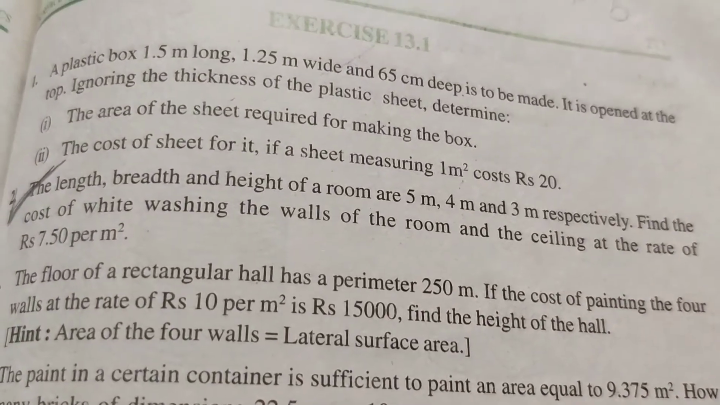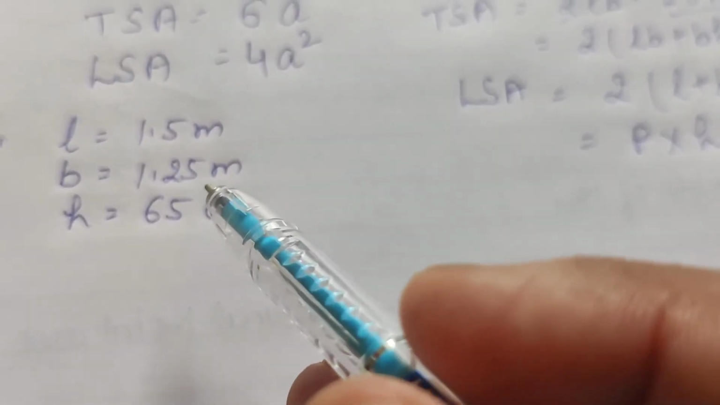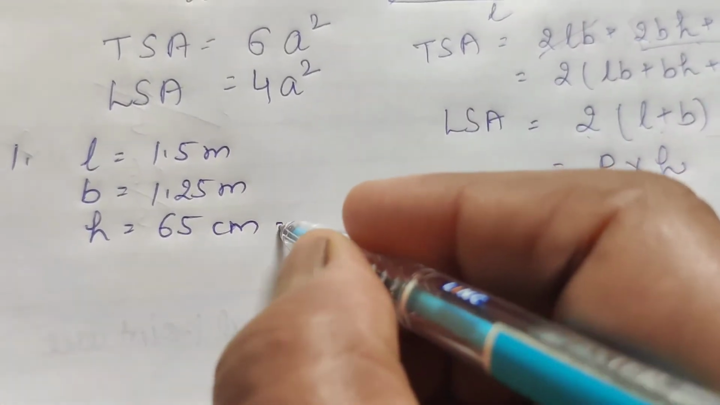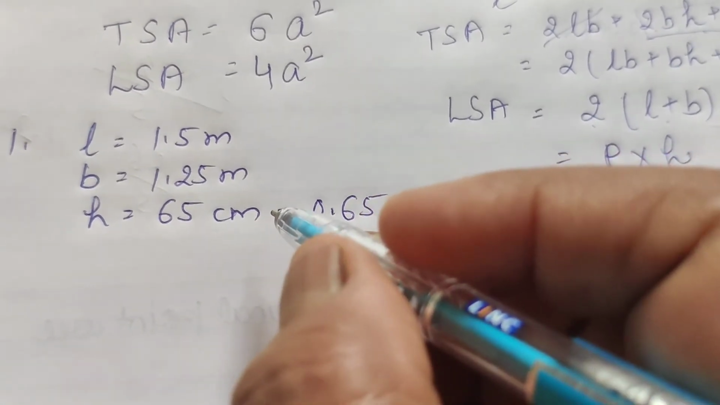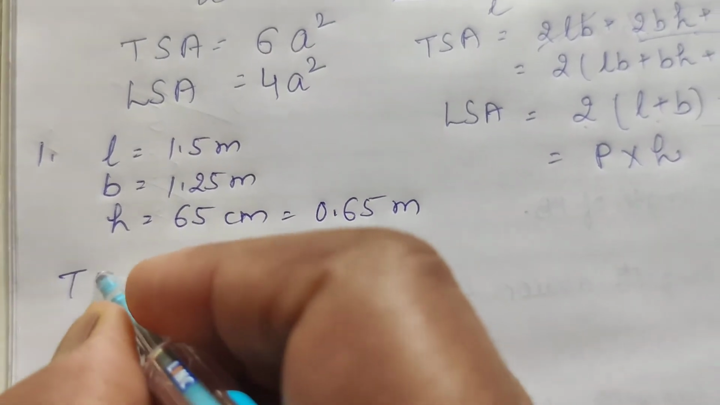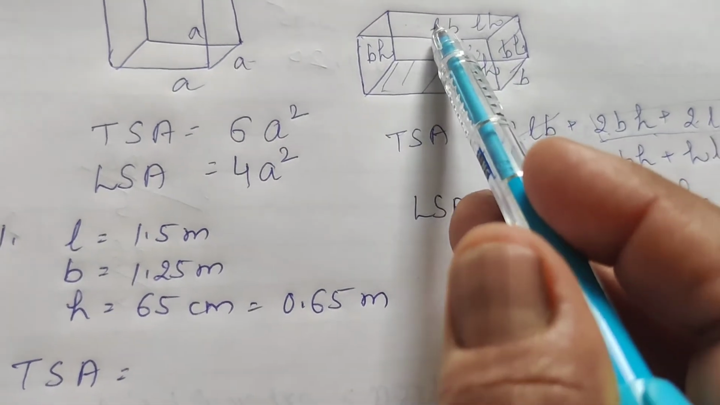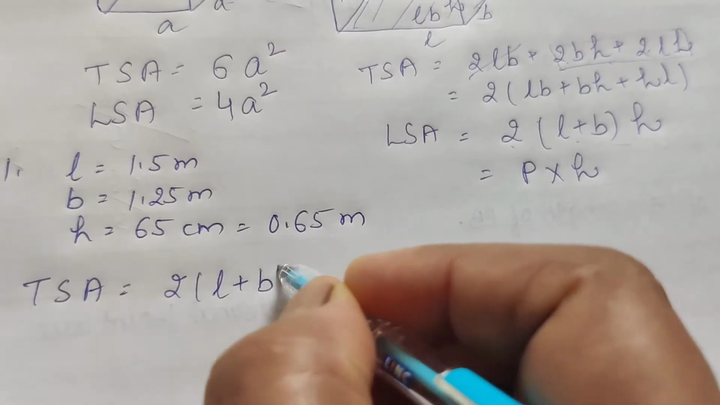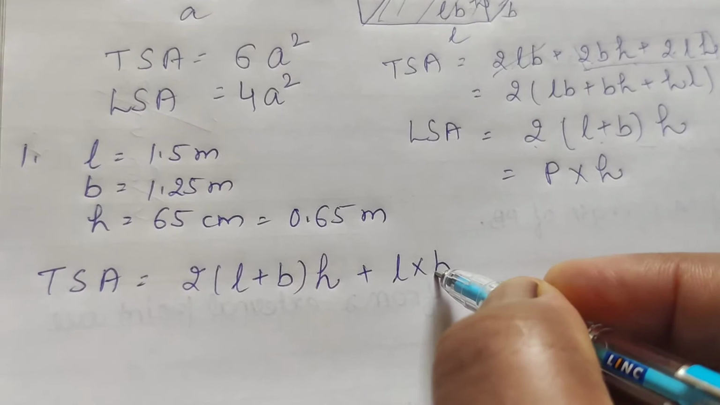Now taking length, breadth and height. Length equal to 1.5 meter, breadth 1.25 meter and height is 65 centimeter, now 0.65 meter. 1 meter equal to 100 centimeter. The box is opened at the top. It means the total surface area means area of 4 walls without top. Only this area is not required. We require 2 times (L plus B) into H. This is the lateral surface area, and the area of the bottom, L into B.